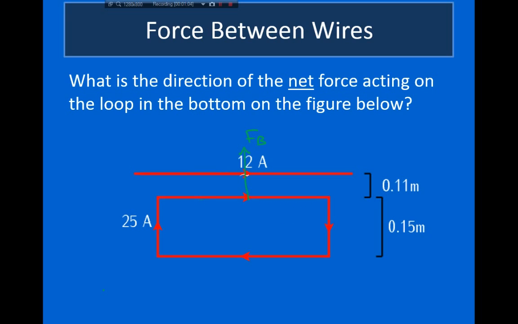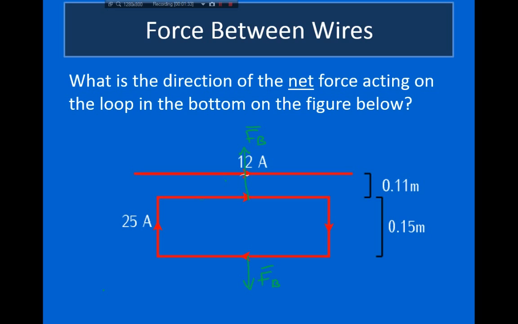Now, conversely, on the bottom part of the loop, there is current that's flowing towards the left. So we have current flowing towards the right on the top and current flowing towards the left on the bottom. These two currents are pointing in opposite directions, and remember that the magnetic force between wires carrying current in opposite directions is a repulsive force. So here we have a magnetic force which is going to point downwards.